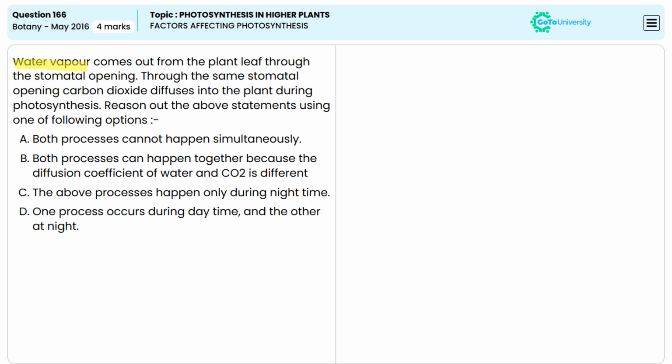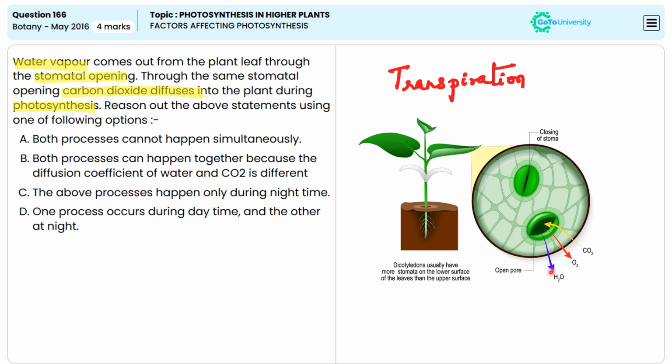Water vapor comes out from the plant leaf through stomatal opening. Through the same stomatal opening, carbon dioxide diffuses into the plant during photosynthesis. The processes mentioned here are transpiration, that is the release of water vapor, and photosynthesis, that is the intake of carbon dioxide. So these two processes happen simultaneously through the stomata in plant leaves.